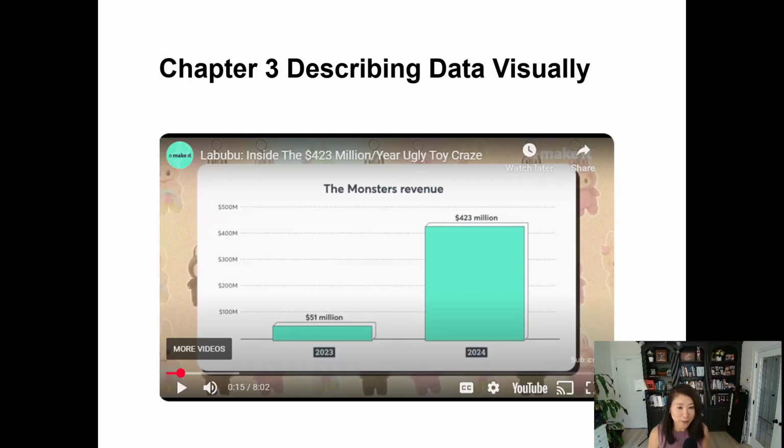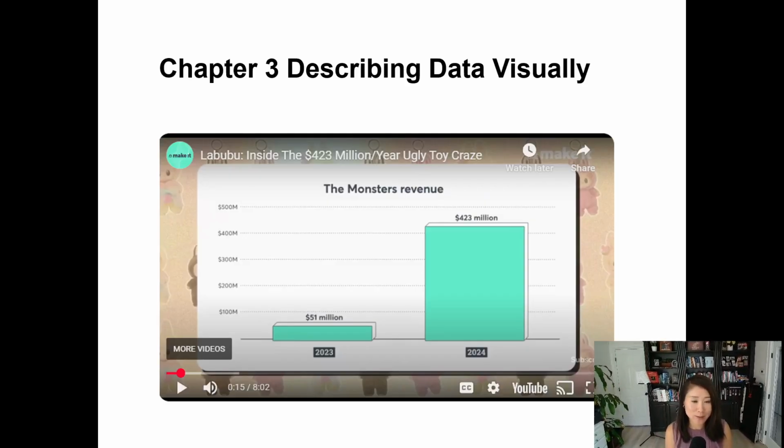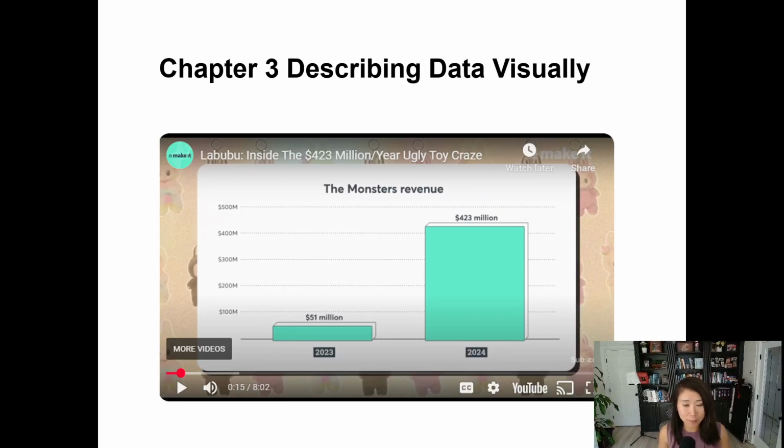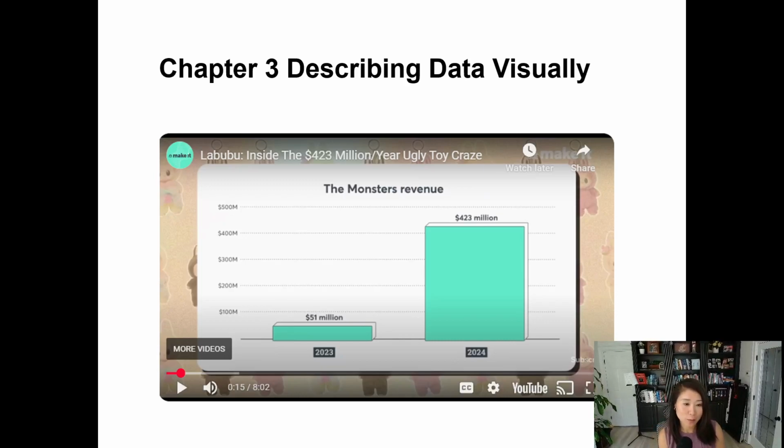Okay, to help you understand what we are going to see in this chapter, I already included this business video at the beginning of this learning module, and you'll be able to find it called LO1, inside of 423 million per year ugly toy queries. Here I just have a screenshot from that video, and this is an illustration of one of the data visualizations you're going to learn this week.